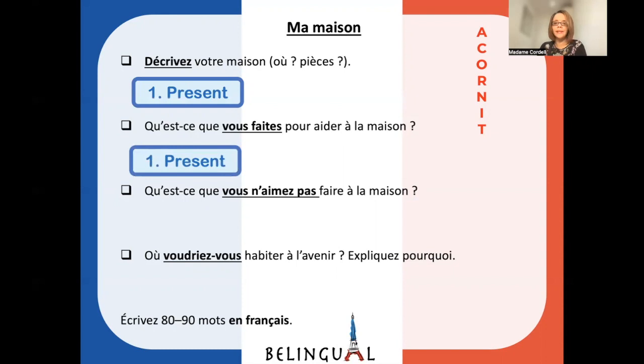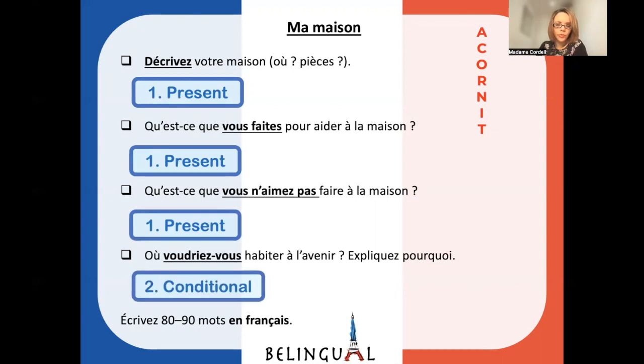Second bullet point, qu'est-ce que vous faites? Again, is the present tense. What do you do to help at home? Next one, qu'est-ce que vous n'aimez pas faire à la maison? What do you not like to do at home? So again, it's the present tense. And the last bullet point, où voudriez-vous habiter à l'avenir, is the conditional tense. Where would you like to live in the future?